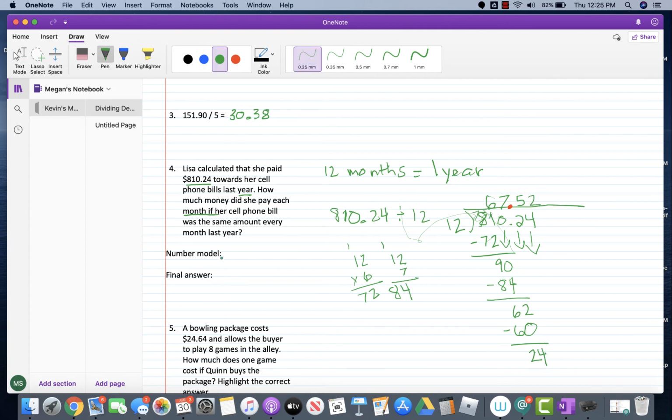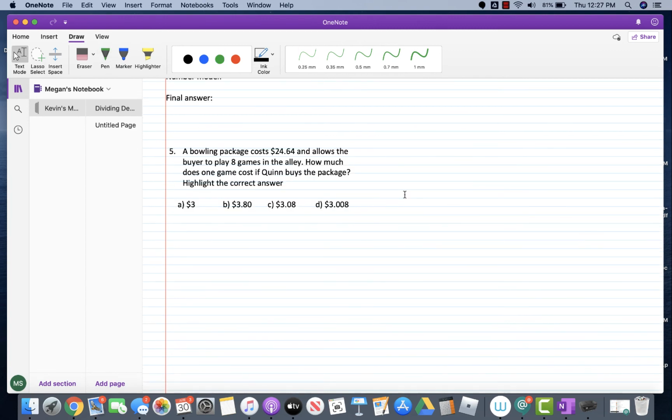So Lisa paid $67.52 per month. Let's look at the next problem. The next problem says a bowling package costs $24.64 and allows the buyer to play 8 games in the alley. How much does one game cost if Quinn buys the package?